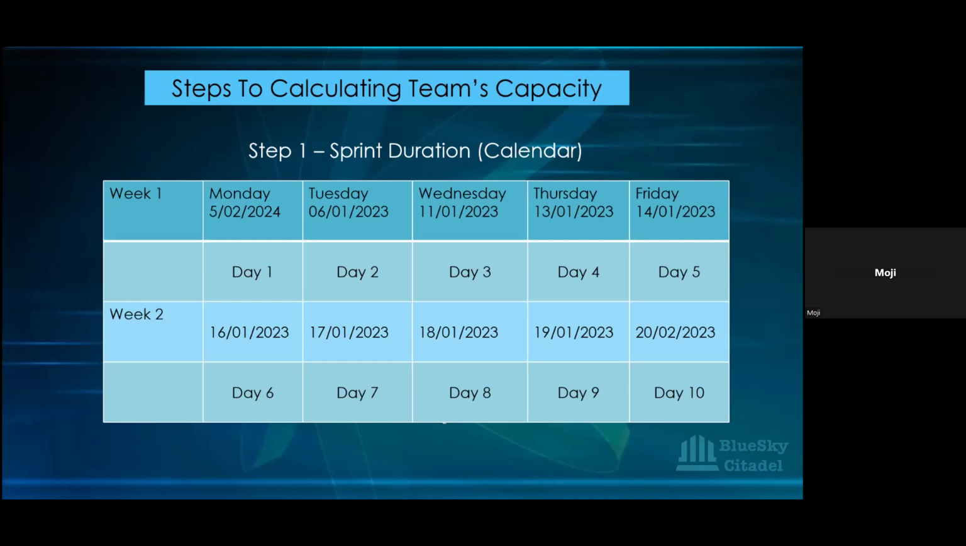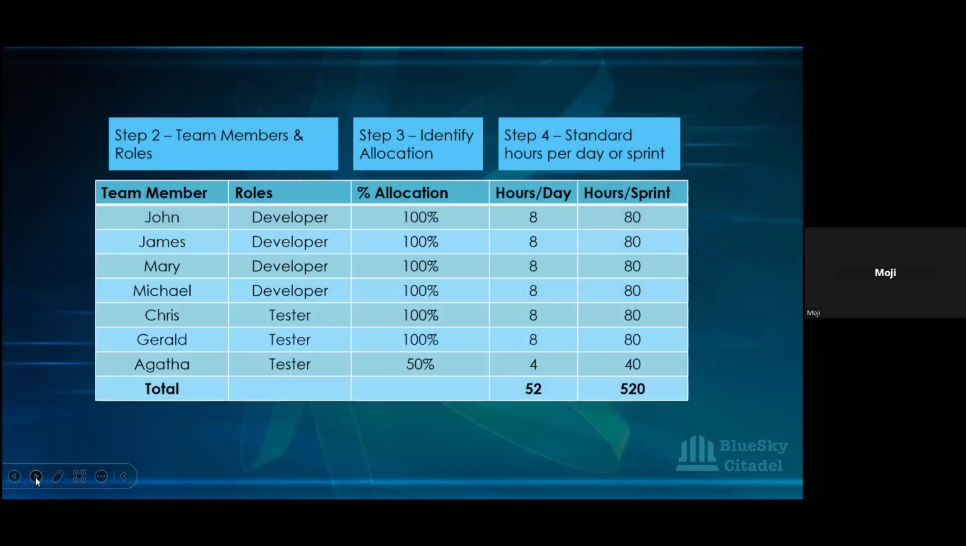Okay, you have Monday, Tuesday, Wednesday, Thursday, Friday, and that's the first week, and then you have the second week. So you want to note those days down, the days and the number of days, the period that your sprint falls into. So that's your sprint duration in a calendar. You want to have that in place. You need to know that. Okay. So that's the first thing that you want to know. That's the first step that you need to do.